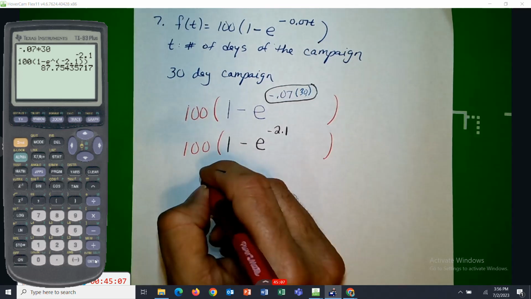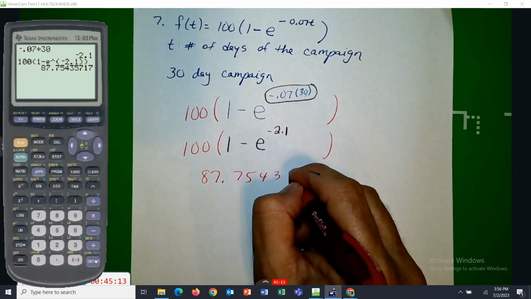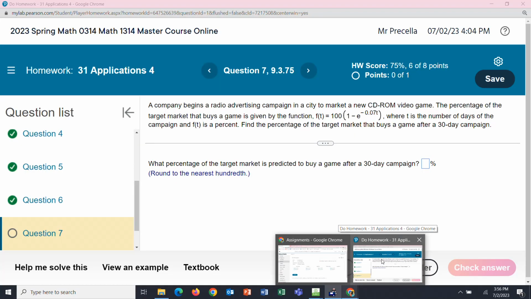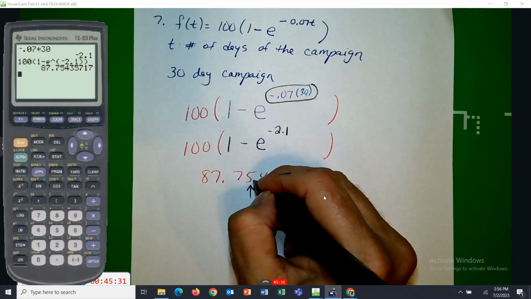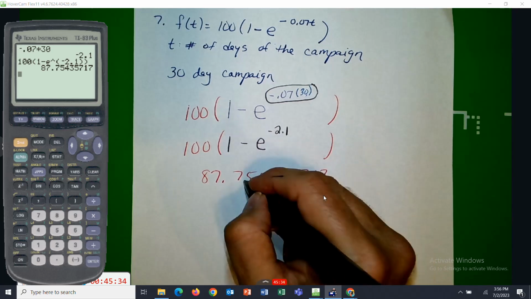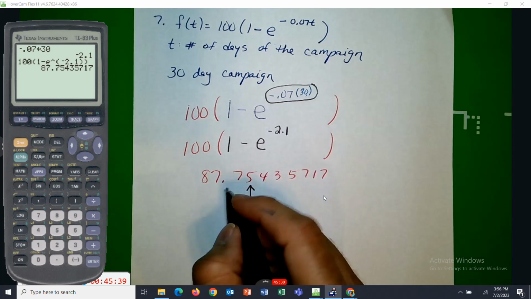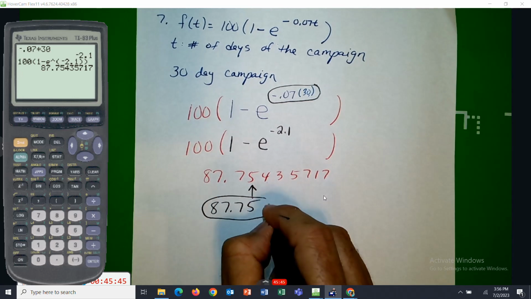So we have 87.75435717. I should have made a note. How did it say to round this? Let's see, let's look. Round to the nearest hundredth. Hundredth means 2 digits after the decimal point. So 0.75. Am I going to leave it at 0.75 or should I make it a 0.76? Well, the digit after that 5 is smaller than a 5, so we just leave it as 87.75.